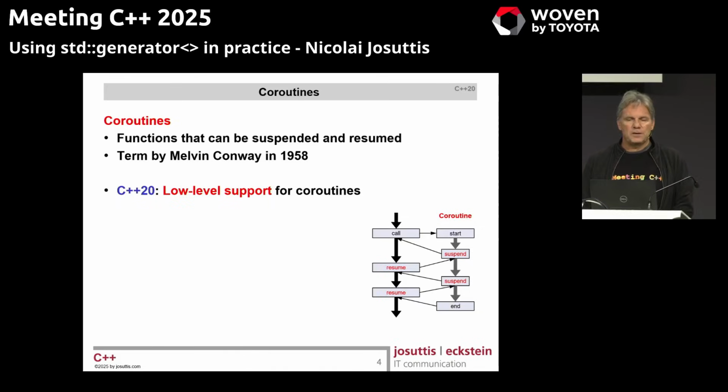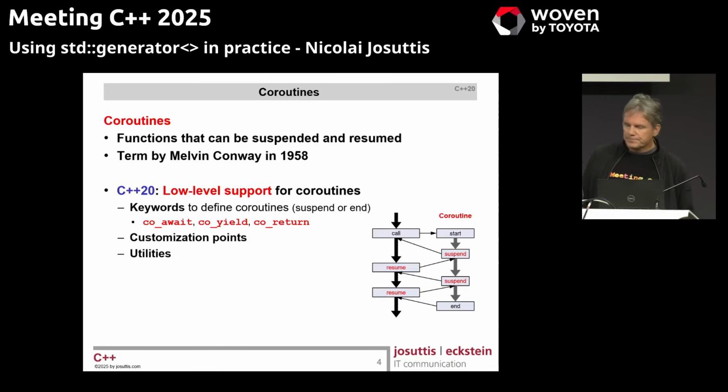So in C++20, we introduced low-level support for coroutines. That low-level support is just the base for using coroutines in C++. That behavior has to be supported by the compiler directly, so it's a language feature, not a library feature. And we introduced three keywords for that: co_await, co_yield, and co_return. First of all, with these keywords, you automatically have a coroutine, and you can suspend or end a coroutine.